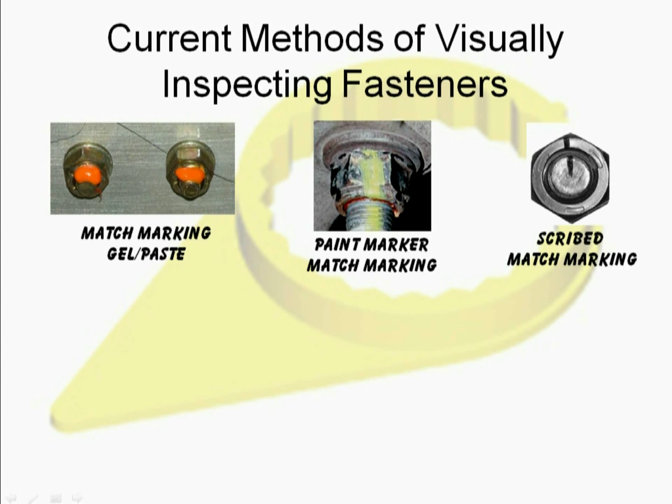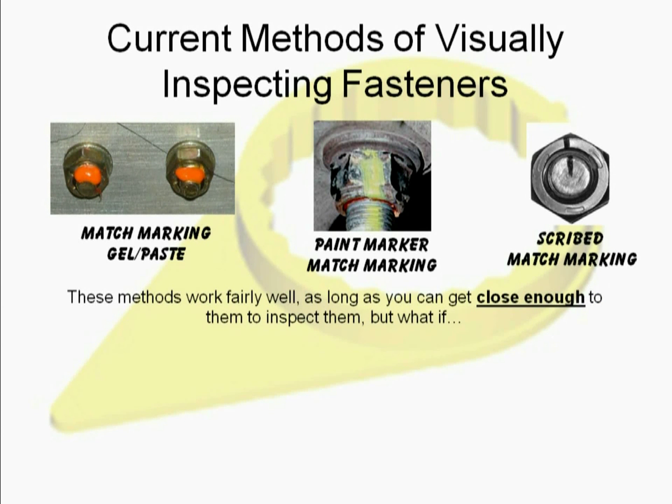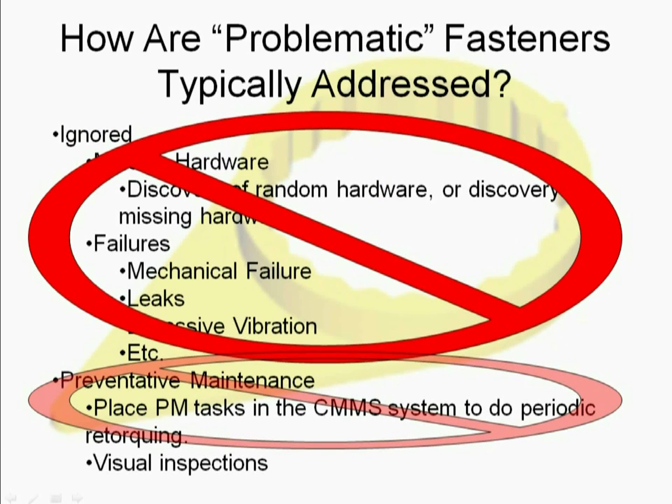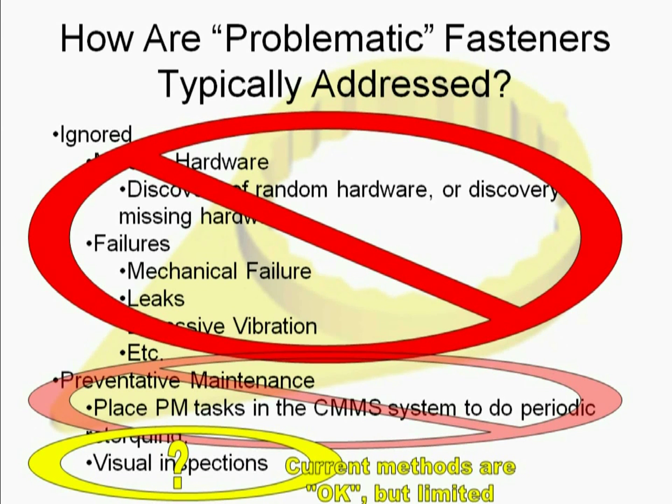Well, there's some current methods of visually inspecting fasteners. They have match marking gels or paste. The paint marker is one that's commonly used, or scribe marking is also commonly used. And these methods do work fairly well as long as you can get close enough to them to inspect them. But what happens if it's a long distance away or not easily accessible, or it's behind a guard? So visual inspections, well, the current methods are okay, but they are limited.